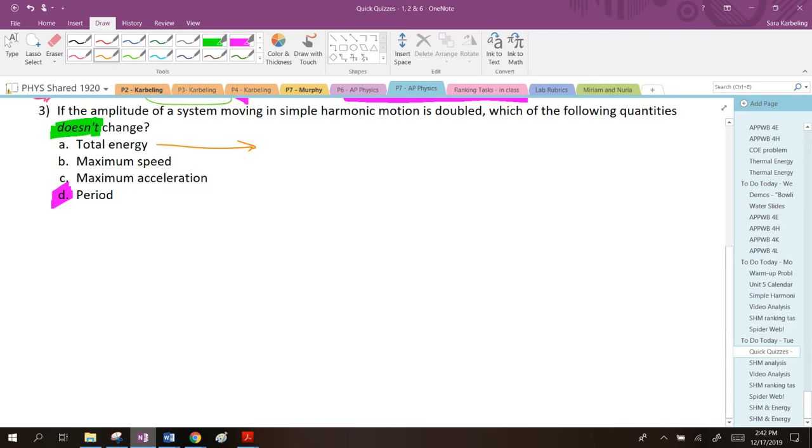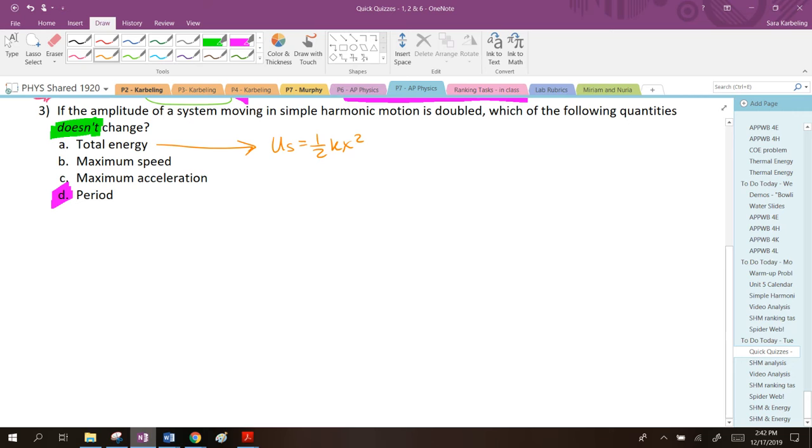Well, I know that it's not A. How do you know it's not A? When you pull it, the amplitude is like the displacement. So you pull it further, you're giving it more spring potential energy, because spring potential energy is one half k x squared. So if we increase x, we're increasing that. So how does that have to do with total energy?